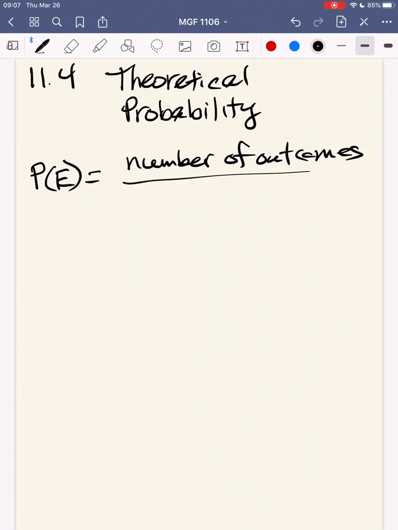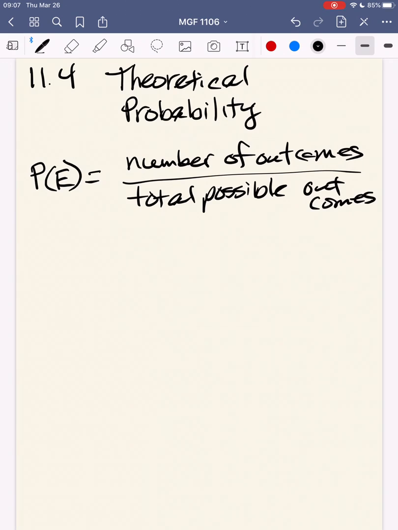And so we call theoretical probability P of E, and they're capitalized, okay? And it's the number of outcomes divided by the total possible outcomes. Running out of space there, sorry. Okay, so let's talk about this in a couple different things.